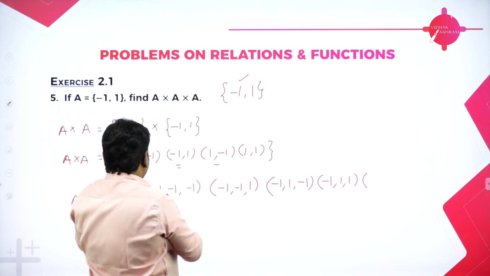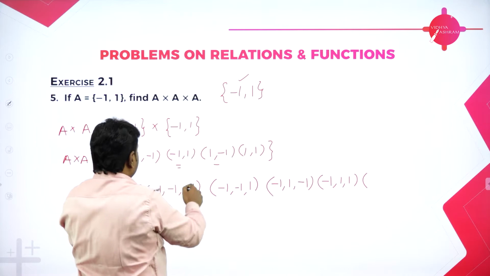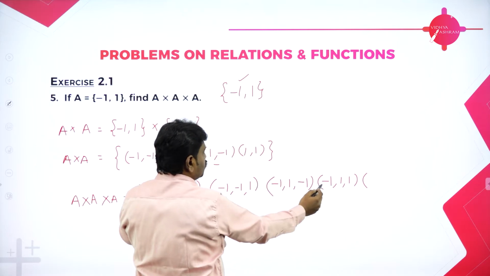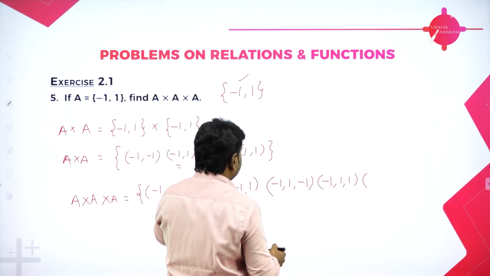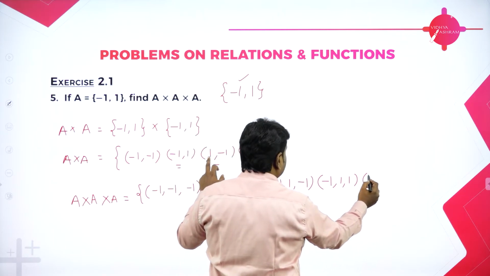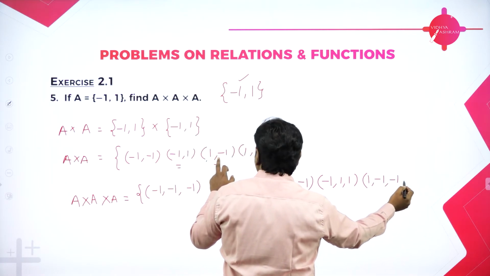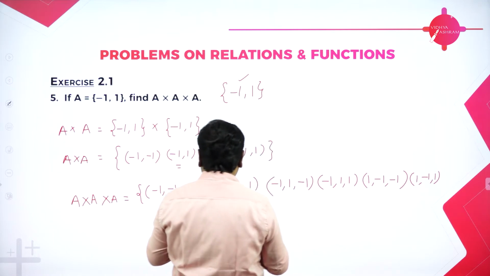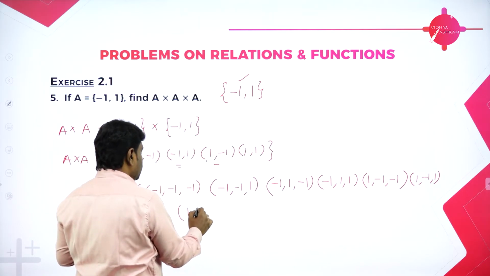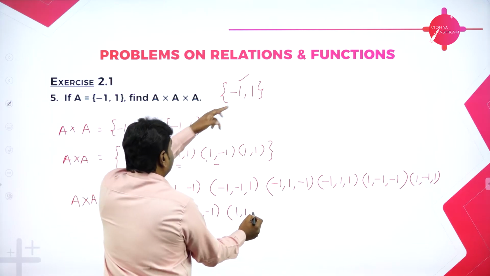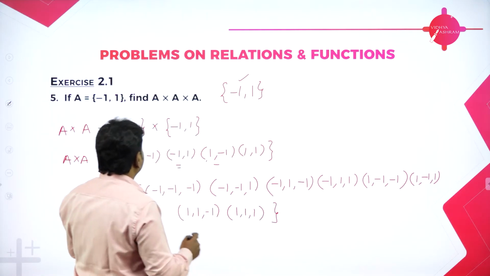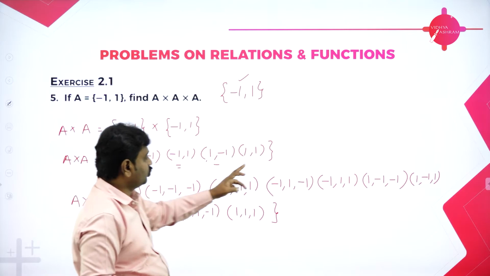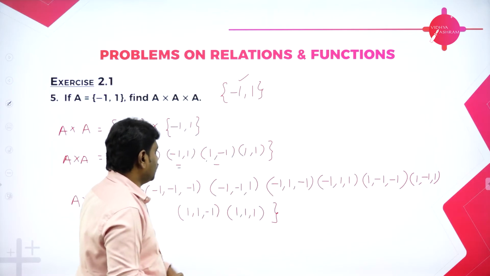So carefully you club it: minus 1 minus 1 minus 1, then minus 1 minus 1 1, then minus 1 1 minus 1, then minus 1 1 1, then go to this, that is 1 minus 1 1, 1 minus 1 minus 1, then 1 minus 1 positive 1, then last, that is the last order pair, 1 1 minus 1 and 1 1 1. So these are the order pairs. 2 2s are 4, 2 4s are 8 elements. 1 2 3 4 5 6 7 8 elements we got, that's it.